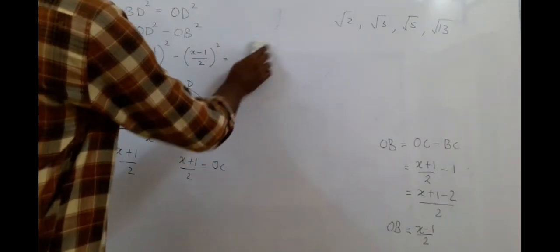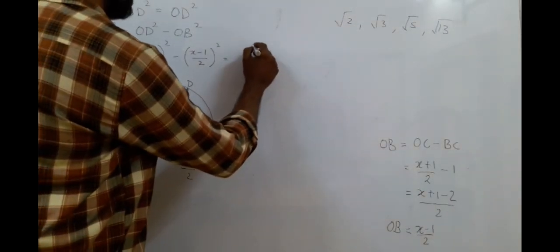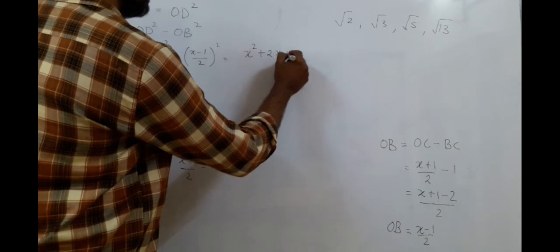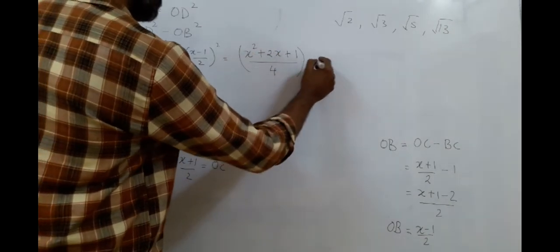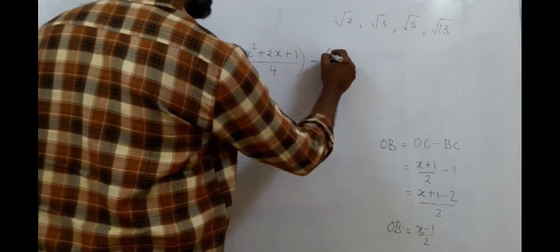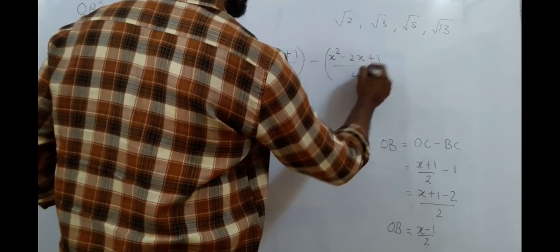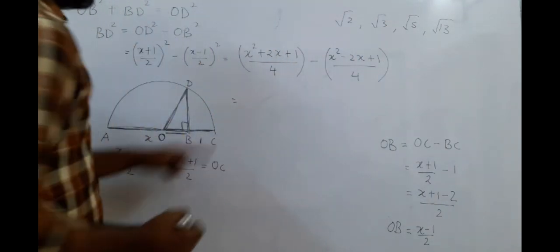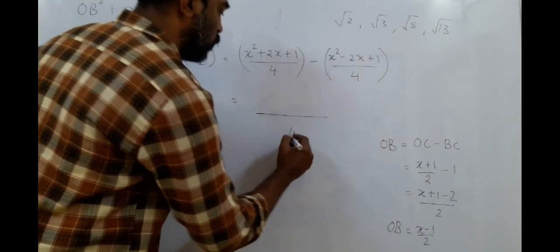Okay, I'll write it a little bigger. So (x + 1)² is x² + 2x + 1, and below, 2² is 4. Minus, what is (a − b)²? (x² − 2x + 1) upon 4.